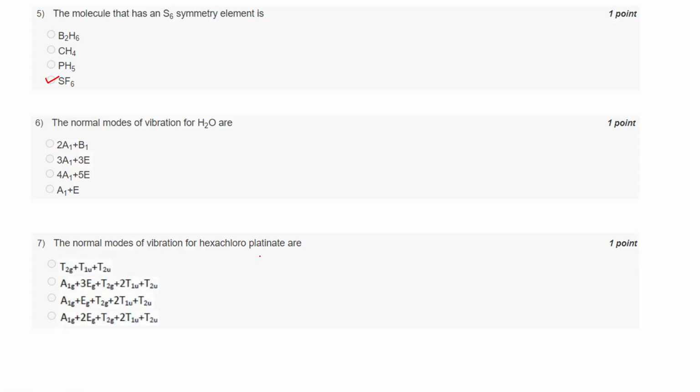So again, we need to calculate the normal modes of vibration of H2O, which is C2v, right? First and foremost, calculate using the mathematical formula. H2O is non-linear, so 3n minus 6, n is 3, so it will be 9 minus 6, which is 3. So just check, the first option can give you 3, the second will give you 3 plus 6, 9, the third 4a1 plus 5b, that is 4 plus 10, 14, and the last is also 1 plus 2, 3. So you will be confused between the first and second if you go by this.